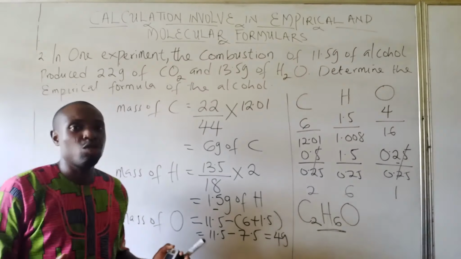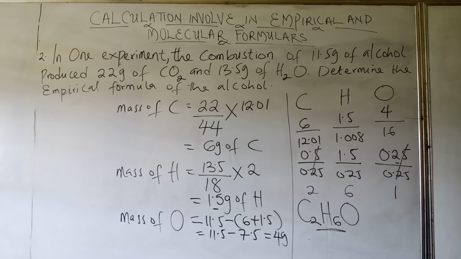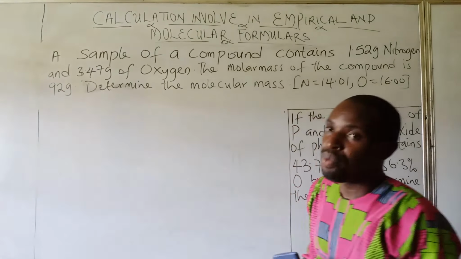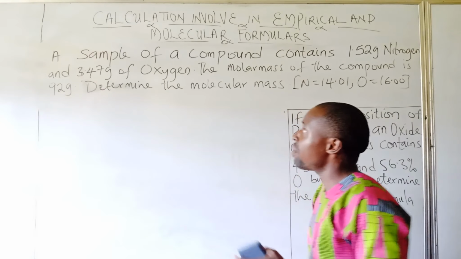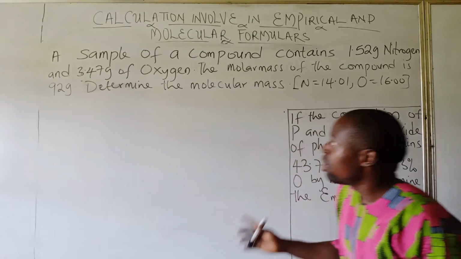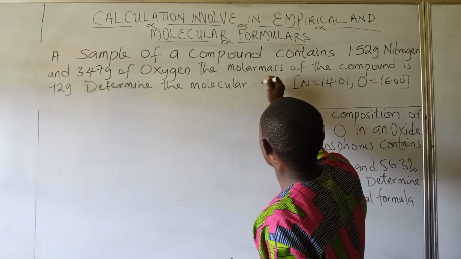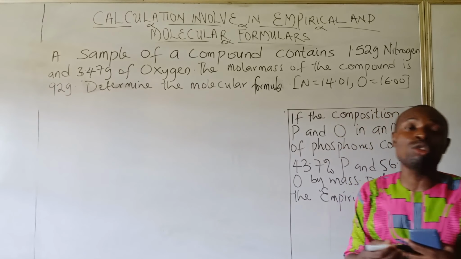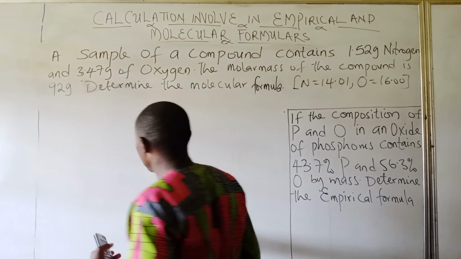So we'll move to the last question that we're going to solve for this particular video. The question says, a sample of a compound contains 1.52 gram of nitrogen and 3.47 gram of oxygen. The molar mass of the compound is 92 gram. Determine the molecular formula. Now, before we can solve for the molecular formula, we should be able to know the empirical formula.